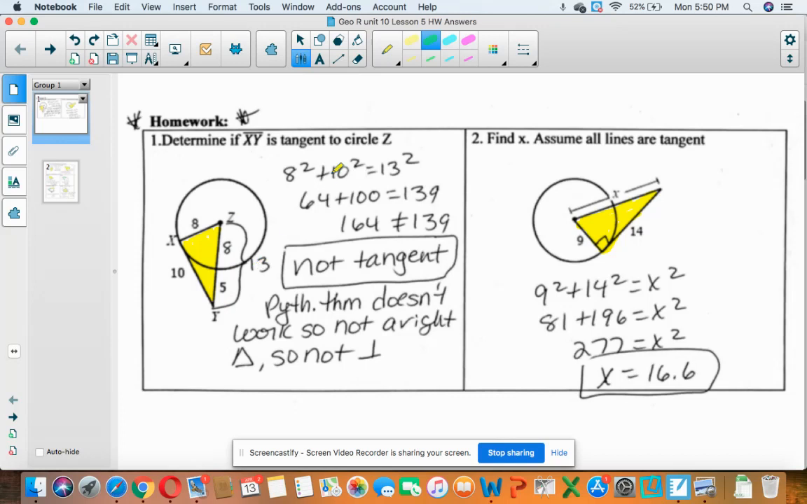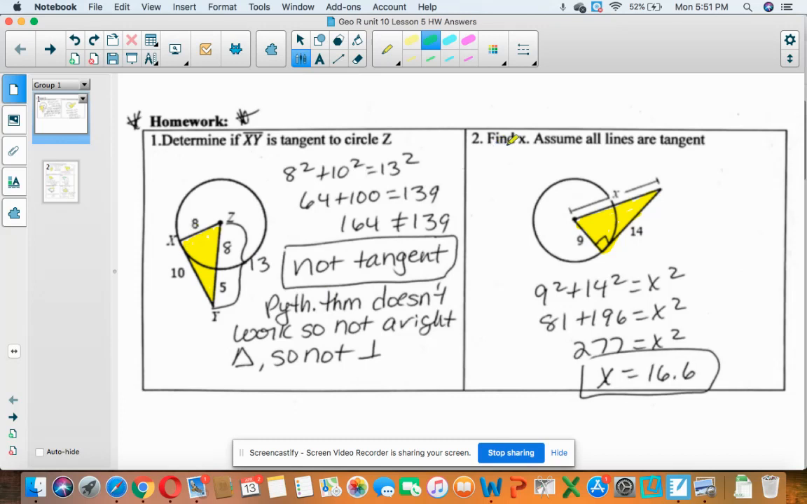So basically, I am testing out the Pythagorean theorem to see if it works. If the Pythagorean theorem works, then yes, XY is a tangent line. If it doesn't work, then it's not a tangent line. And you can already see by looking ahead, 8 squared plus 10 squared and 13 squared do not equal each other. I get 164 on the left and I get 139 on the right. So it is not a tangent line. The Pythagorean theorem does not work, so that is not a right triangle, so it's not perpendicular. If it's a tangent line, the tangent line must be perpendicular to the radius.